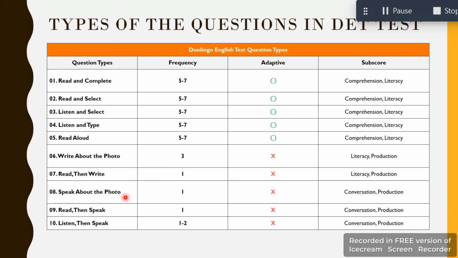Then we have speak about the photo. It comes once, it's not adaptive, and it's in the form of a conversation. We call it conversation form because you speak about a photo. It's a kind of communicating the language and producing the language to describe a picture. The next type is read then speak, and the next type is listen then speak, which will be repeated once or twice during the test.